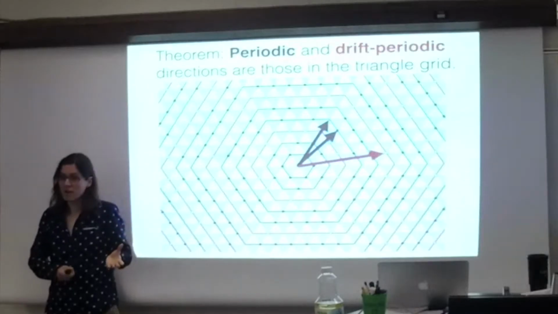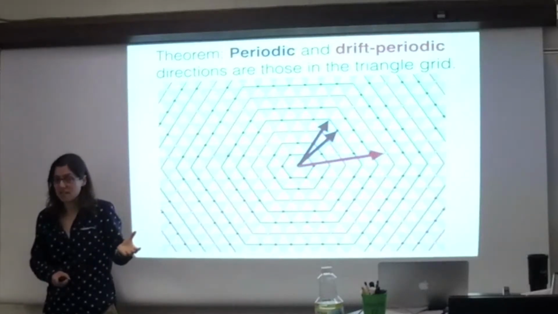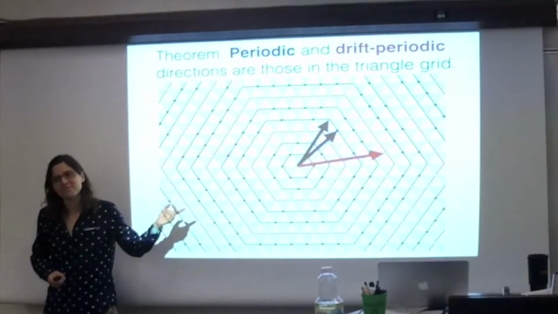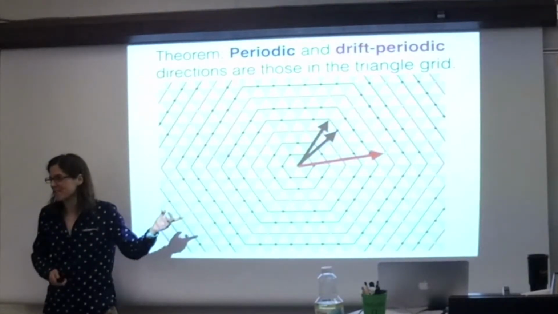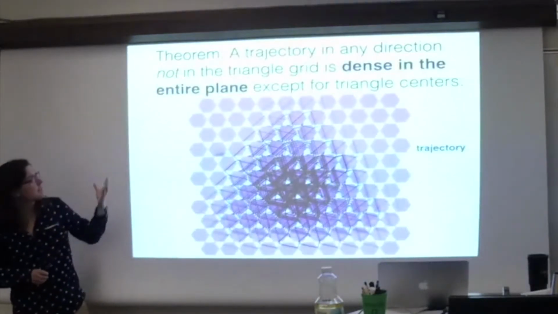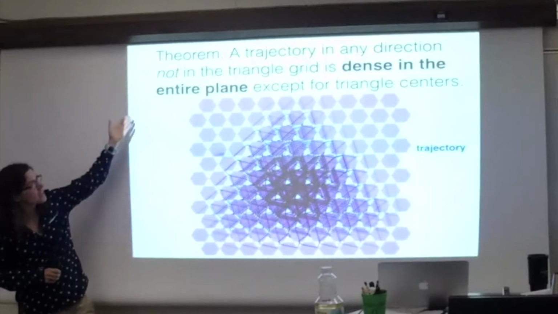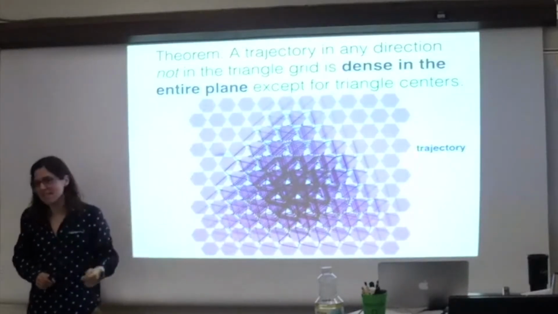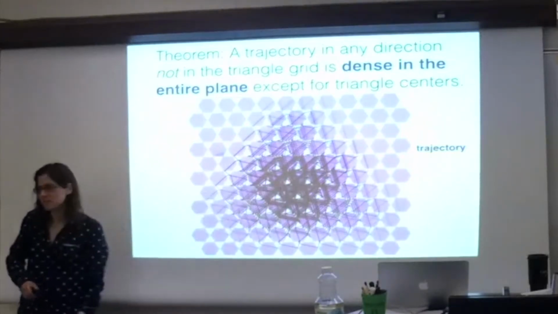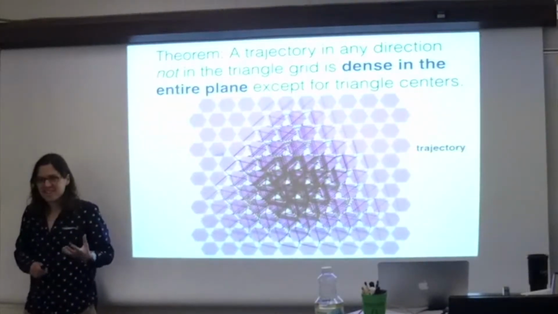So that could tell you why it's unlikely to have a periodic thing, because it's awfully hard to hit one of these directions. It's just as hard as it is to pick a rational number. And then our theorem is that a trajectory in any direction not in that triangle grid is dense in the entire plane, except for these triangle centers. So I think that's kind of amazing.